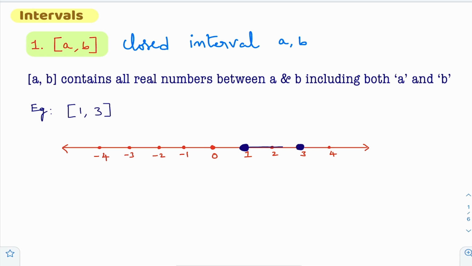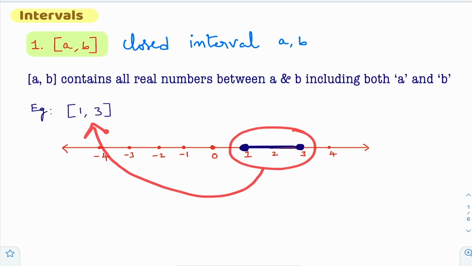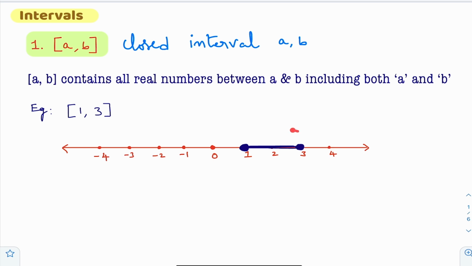See here, this blue color part is there. What is this? This is the closed interval 1 comma 3. Whatever numbers are present in this interval. For example, in this interval 1.9 is there. You see here in this part 1.9 is there. Yes, 1.9 is present, so that means 1.9 is in this interval.